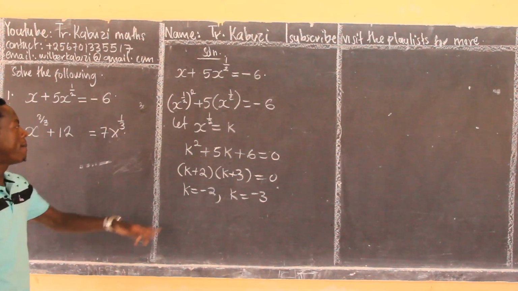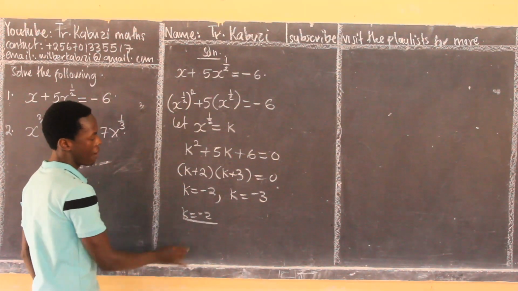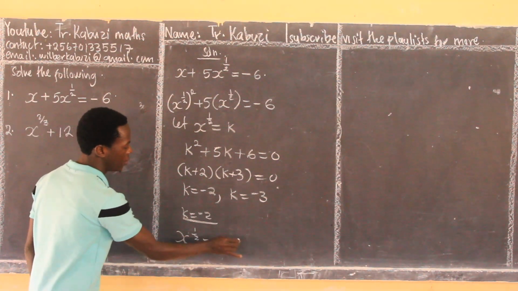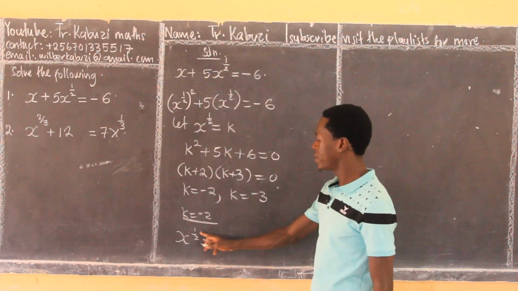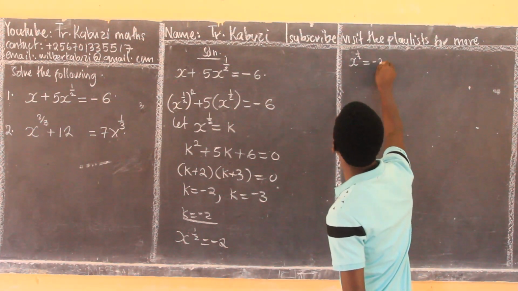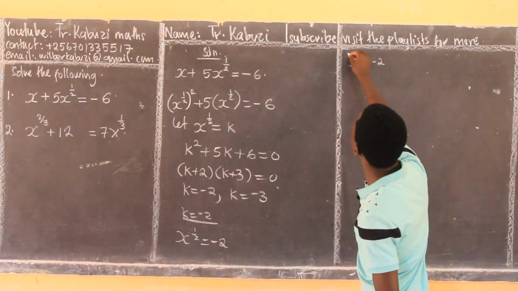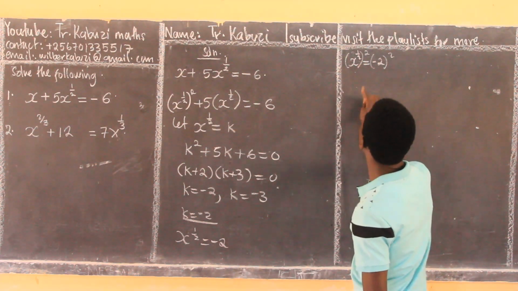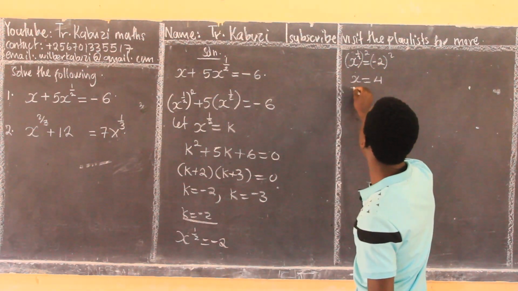Now from there, you come back here. When k equals negative 2, what do you have? You put it back. k power half equals negative 2. How do you remove this? We said to make x the subject, you multiply by the reciprocal. The reciprocal of a half is 2, and you multiply it on both sides. This and this will go, you get your x equals 2 squared. When you square this, we get our 4.